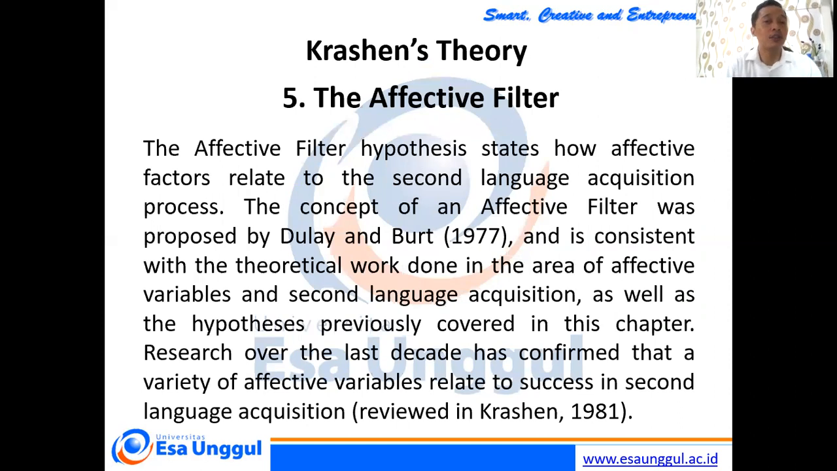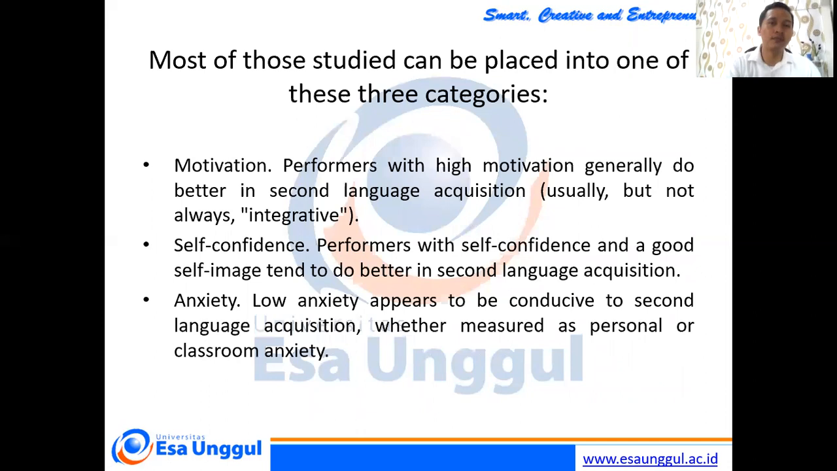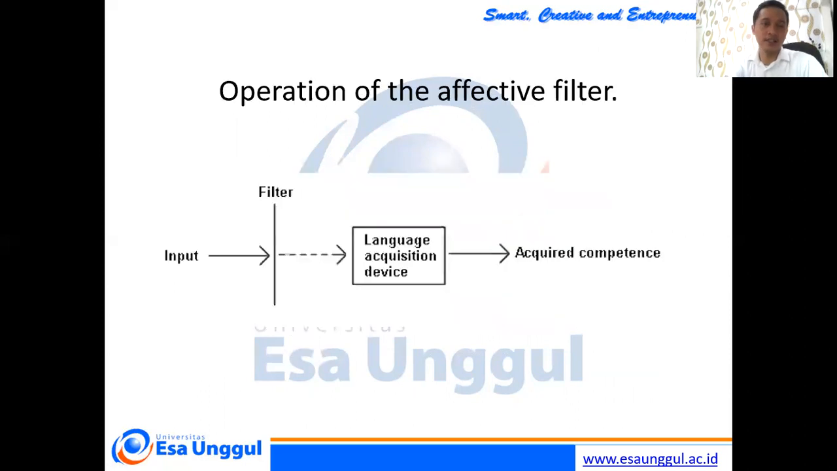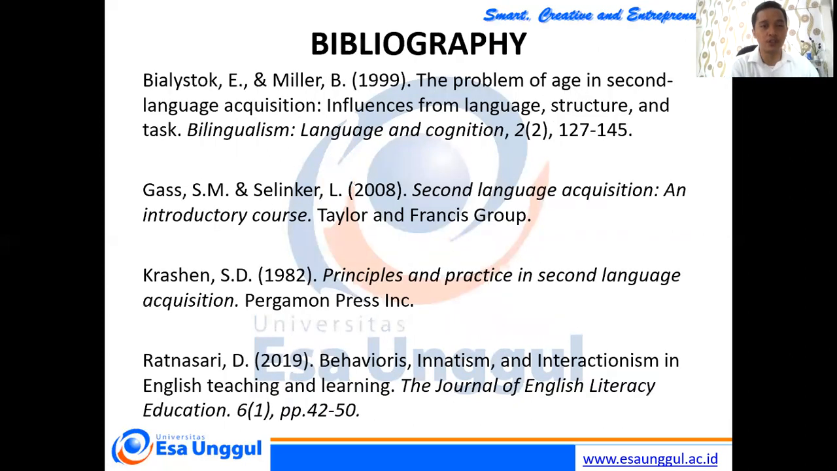And last but not least, creation theory is about the affective filter. The affective filter states how affective factors relate to the second language acquisition process. Most of those studied can be placed into three categories: motivation, self-confidence, and anxiety. Remember, the three categories that are so important for you to finish your study are motivation, self-confidence, and anxiety. This is the picture.